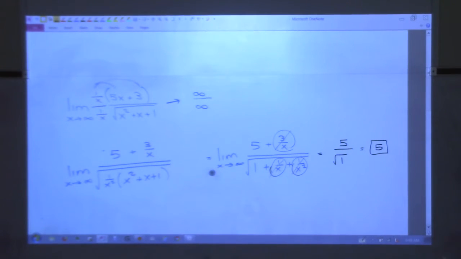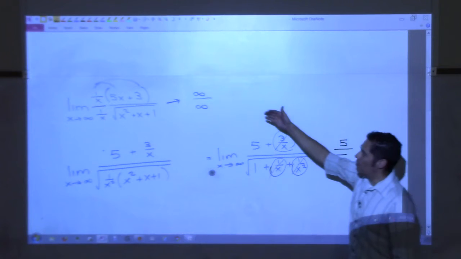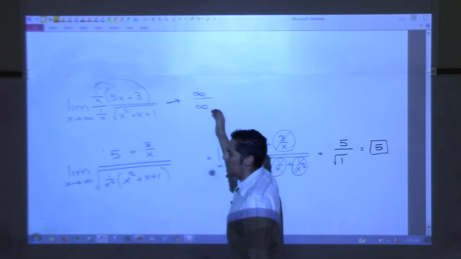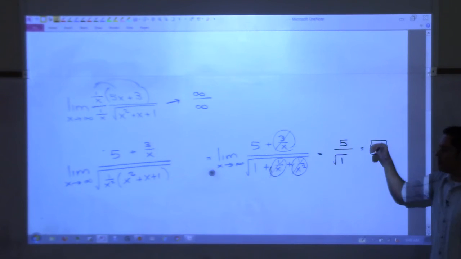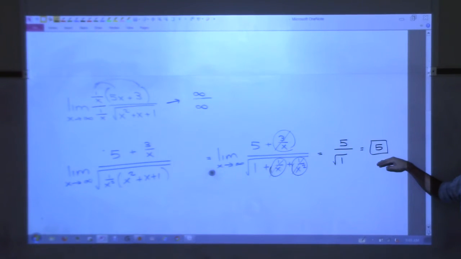So for this problem, the numerator is going to infinity, the denominator is going to infinity, but if you were to go out and just keep going out further and further, it would approach 5. So if we graphed it, it would have a horizontal asymptote at 5. What do y'all think?